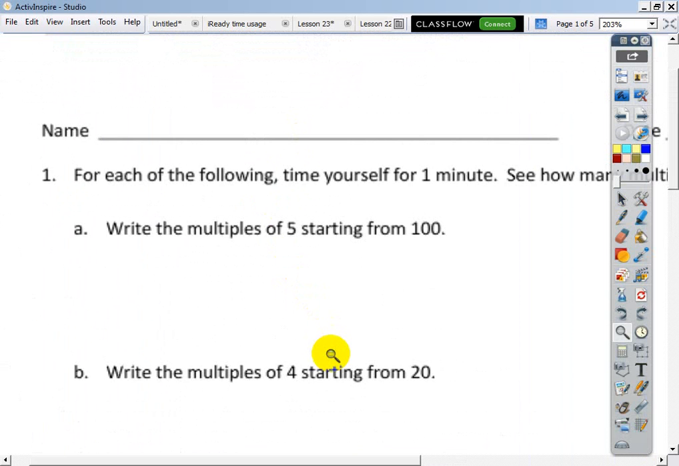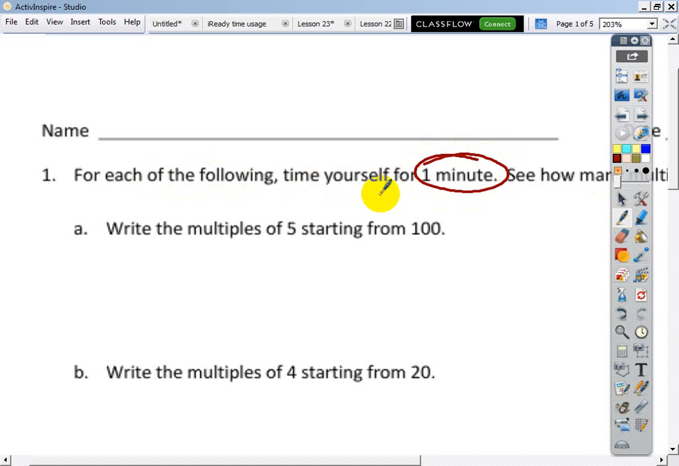Multiplication is multiples. So when you count by fours, you're doing multiples of 4. If you count by fives, you're doing multiples of 5. And those will be all the multiplication answers, or the products, that 5 can make or 4 can make. So for each of the following, we want to time ourselves for about a minute. Just write as many as you can in about a minute.